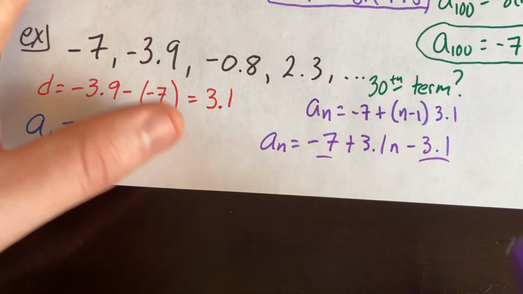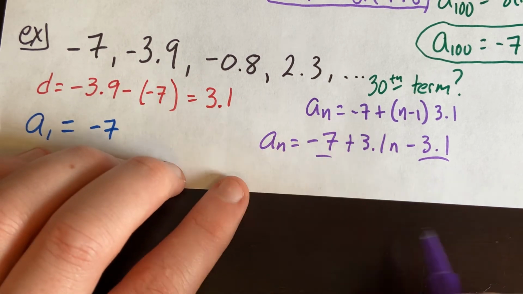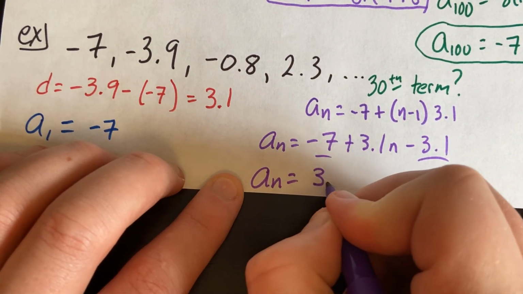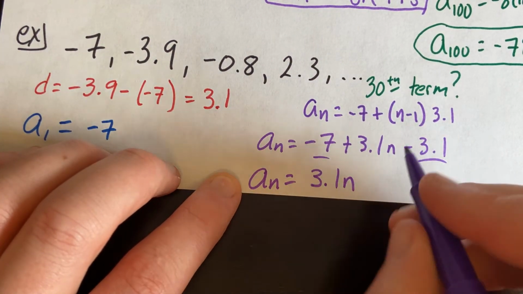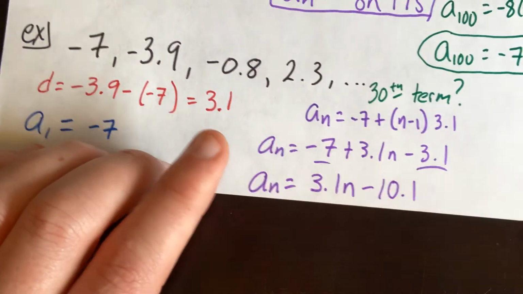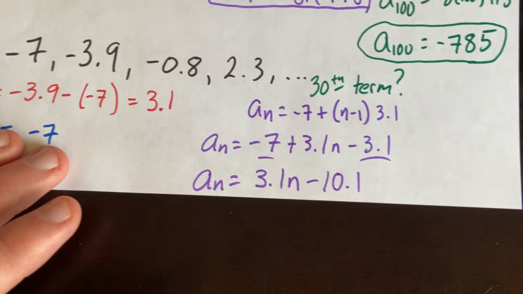Again, we've got like terms we can combine: negative 7 plus a negative 3.1. So a sub n is equal to 3.1n, and negative 7 minus 3.1 is a negative 10.1. And it's okay to use your calculator to double check and move along as we go here.